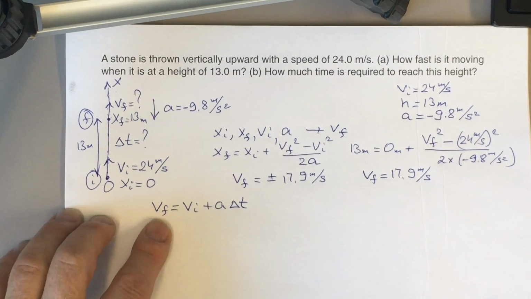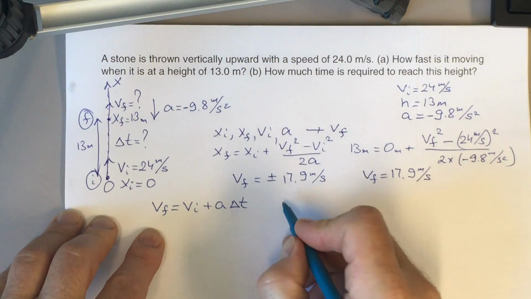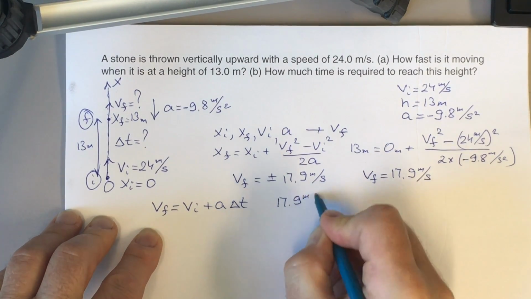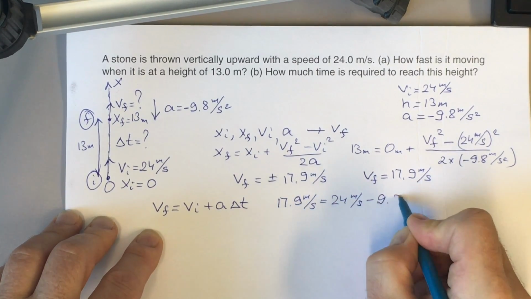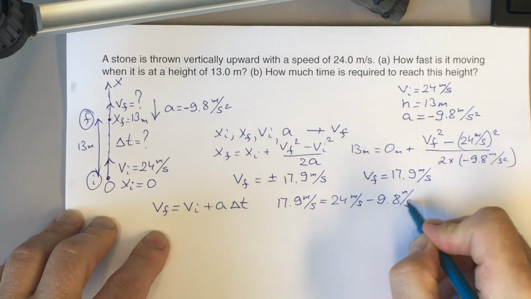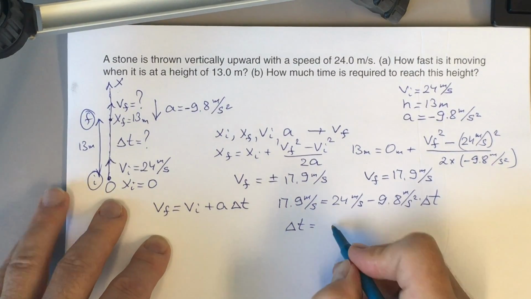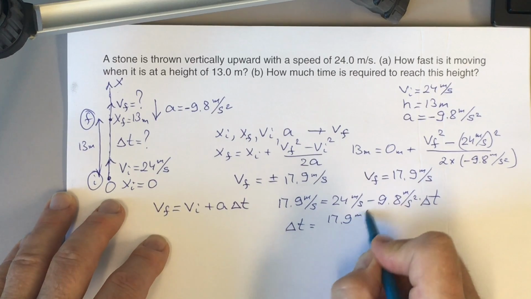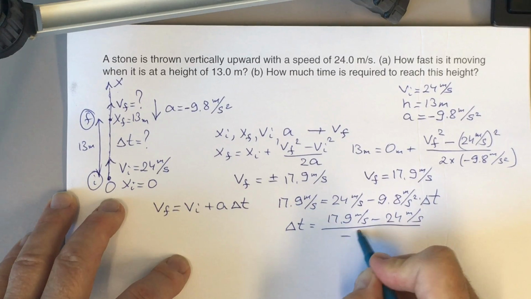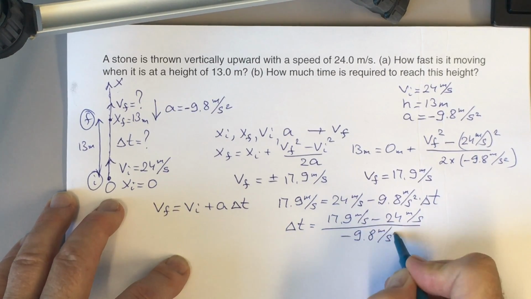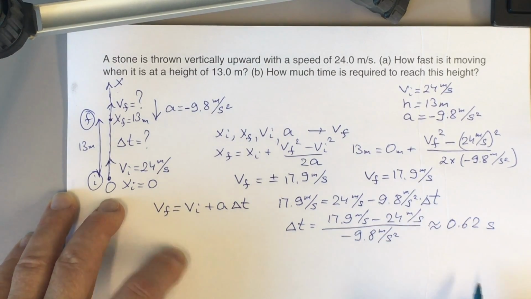Just keep in mind that we have two values of v final. One is positive, one is negative. So we actually have two equations. One is 17.9 meters per second equals 24 meters per second minus 9.8 meters per second squared times delta t, and from this delta t will be equal to 17.9 meters per second minus 24 meters per second divided by negative 9.8 meters per second squared. If you solve this equation, you have 0.62 seconds.